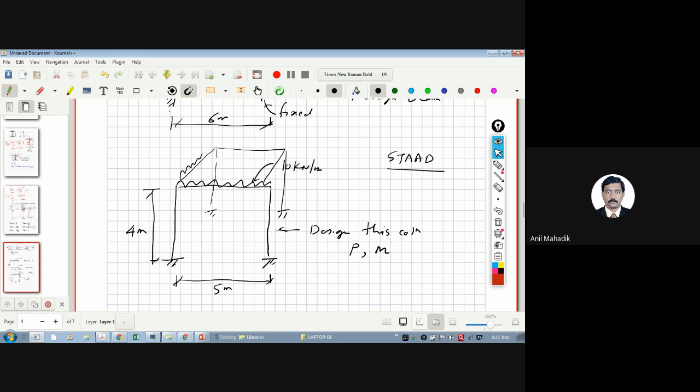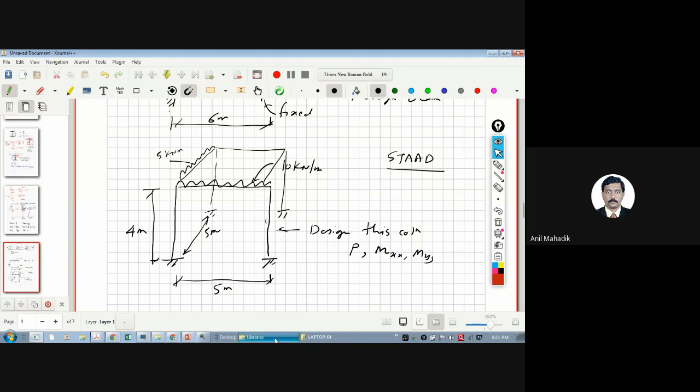And also put the load here as some 5 kilonewton per meter. So the load is different, the span is the same. You can assume this span as 5 meter itself. But as the load is different, both moments will be different. Biaxial moments are different. Design this column. It will have Mxx, Myy, and axial force. So this is homework to all of you.